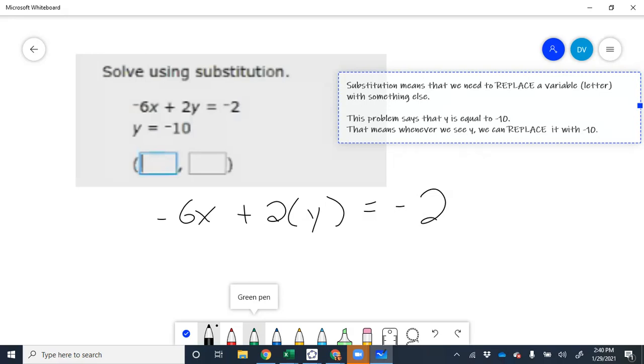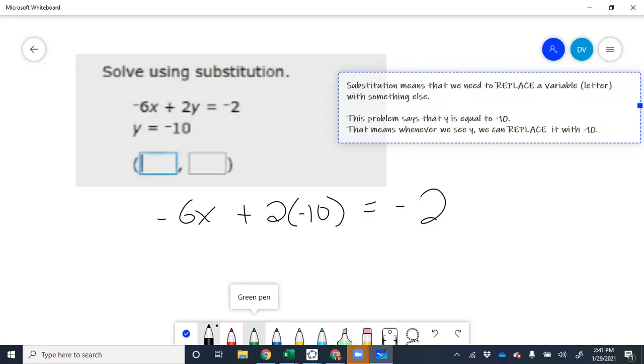I'm going to use another word. Not just replace, but erase. I'm going to erase that y. And what am I going to replace it with? -10. Remember we said that a second ago? And now this gives us a problem. Do you know why this problem is easier than what it was before? Because this equation only has one letter in it. Remember before we had an x and a y? Now we only have an x. Much easier. And we're going to make it even easier still.